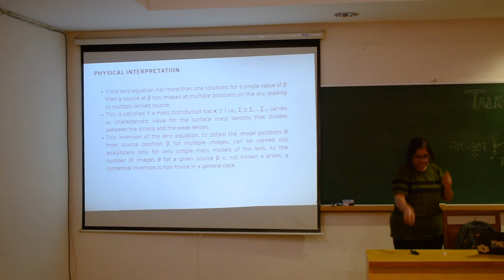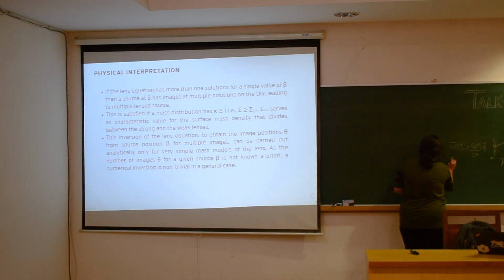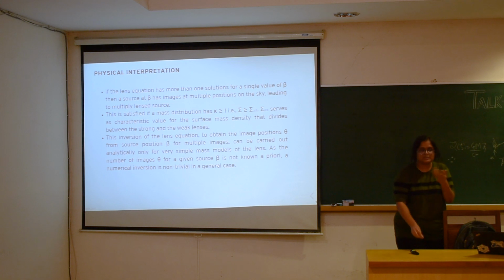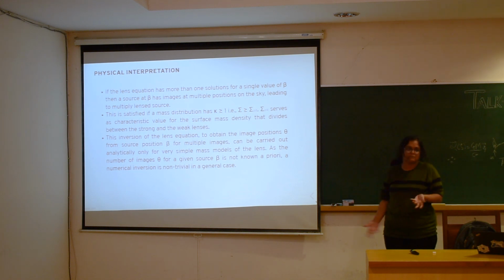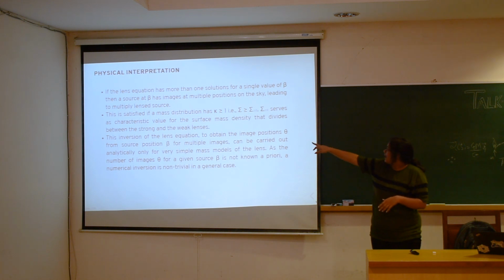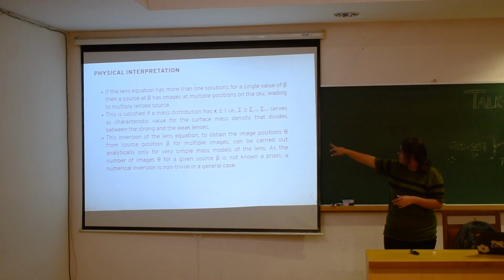That phenomenon is called the Einstein cross, something like this. Very, very close by, but resolved into four images. So this is the case of multiple images. This is how you get multiple image sources, and this condition is satisfied if the mass distribution has kappa greater than 1.